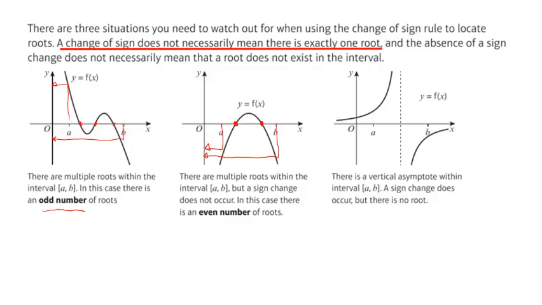The third picture on the right-hand side shows a different situation where a change of sign doesn't necessarily mean that there's exactly one root. Here we can see that at a, we have a positive y coordinate, so f of a will be positive. b gives a negative y coordinate, f of b is negative. However, that doesn't mean that there's exactly one root. We can see here that between a and b, this graph never goes through the x-axis. This graph's actually got an asymptote. So the graph does not go through the x-axis. There are 0 roots, even though there's a change of sign.